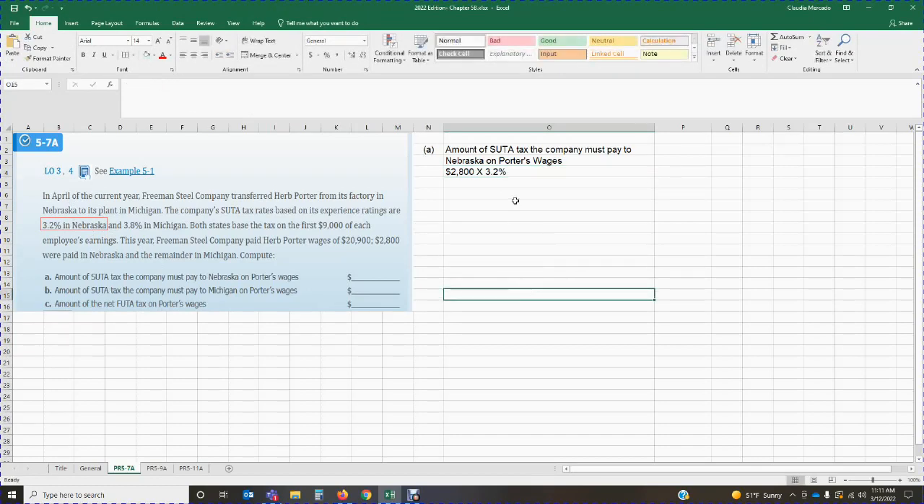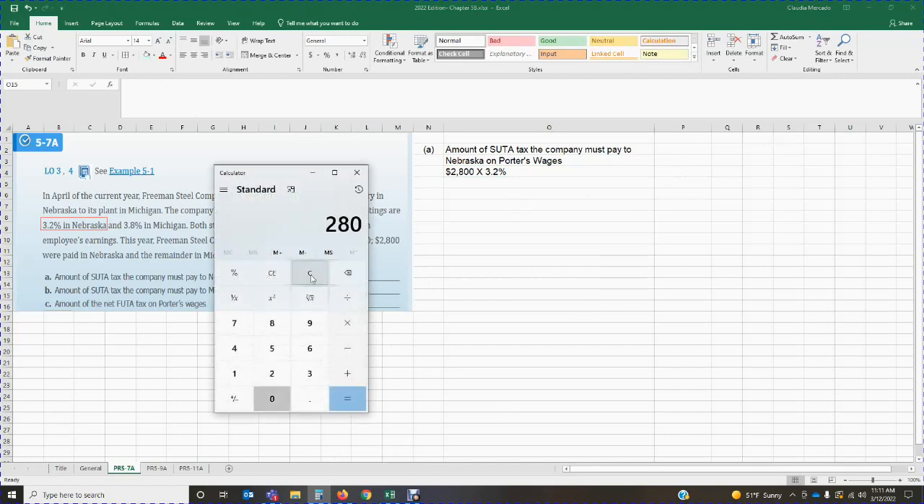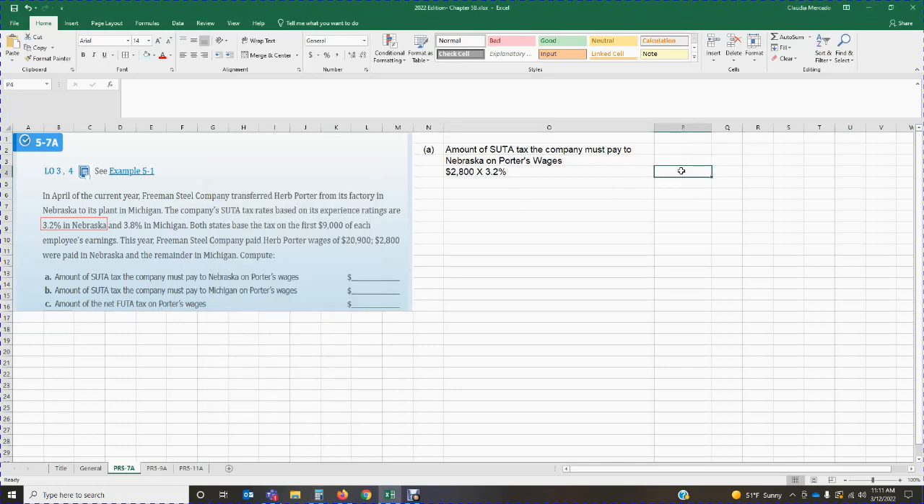Right there. So let's see what we get. We're going to get $2,800 times 3.2%. So that means that we're going to put $89.60 into the state unemployment for Nebraska for this particular employee. Okay, $89.60. Okay, that is the first requirement.